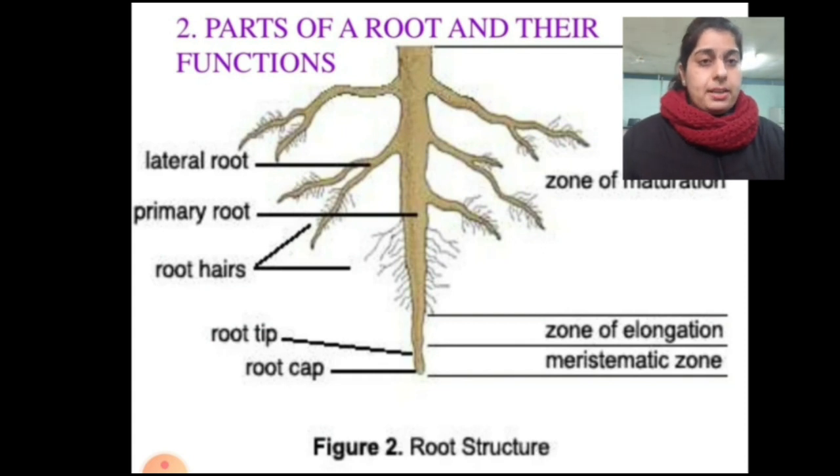The root tip is the region which has the meristematic zone. The meristematic zone is the zone in which highly dividing tissues are present, which are responsible for the growth of the root. The root cap is the cap which protects the root tip. The root also includes root hairs and the zone of maturation, where the maturity of cells occurs. This is the structure of the root.